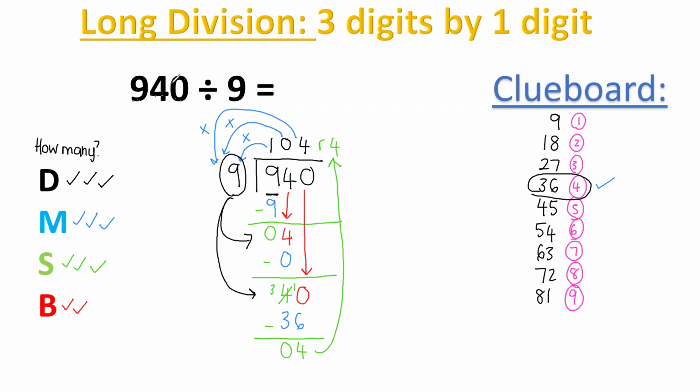The question asked us 940 divided by 9. After using our clue board, after using our DMSB process, as well as our routine working out, we can confirm that the answer is 104, remainder 4. And that's basically my final completed answer.